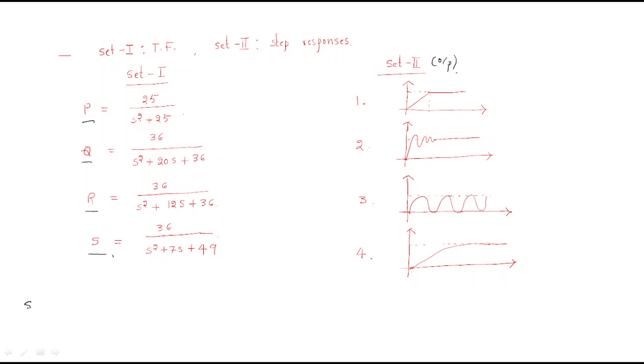So here, the first transfer function is 25 by S square plus 25. From this, what is the value of zeta? Zeta value is 0. Whenever zeta value is 0, it has continuous oscillation. Which one has the continuous oscillation? This is not, this is not, this is the continuous oscillation. So P gives the 3.